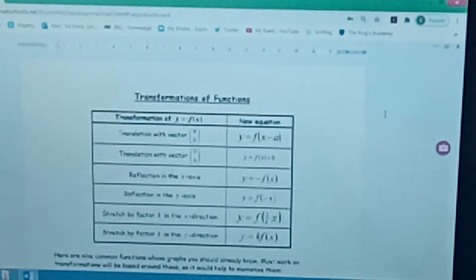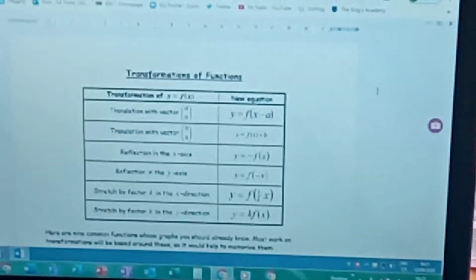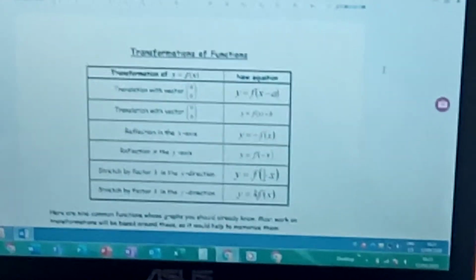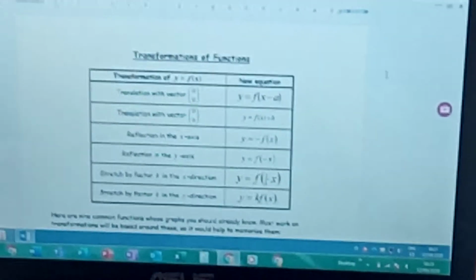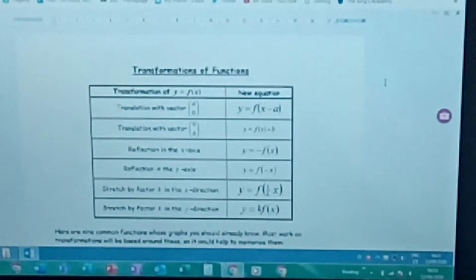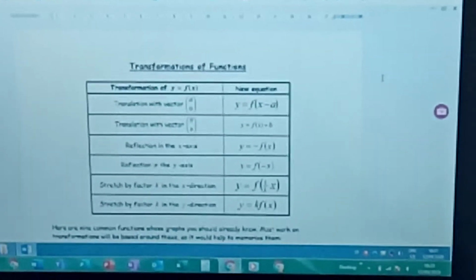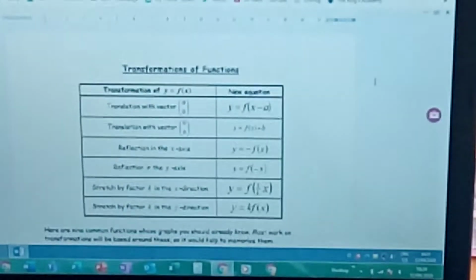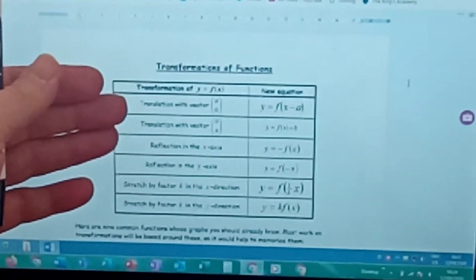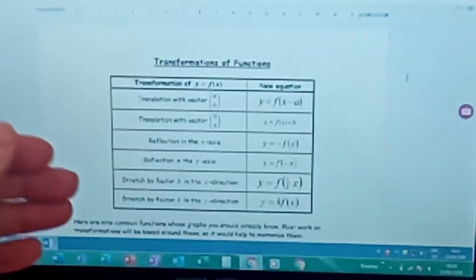Okay, today we're looking at, from our Year 12 course, the chapter on transformations of functions, transformations and graphs. We're going to start off by looking at the 6 types of transformation that we're going to be studying first off. We've got 2 translations, 2 reflections, and 2 stretches.